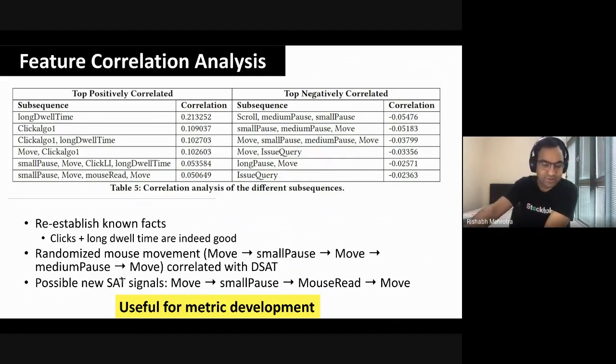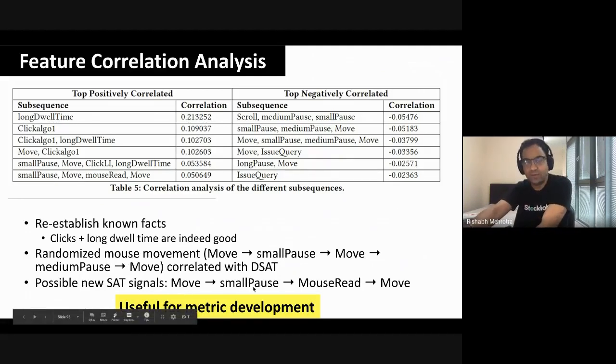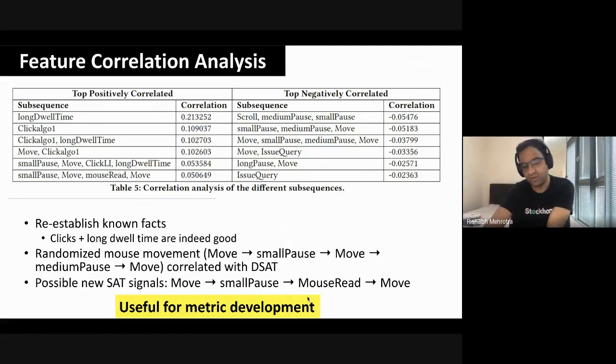And we found a potential new satisfaction signal: if you move your mouse and then you do a mouse read, then that is a bit positively correlated with user satisfaction. So I can pick this up and then try to find this subsequence in all the interaction sequences across 100 million users. And that could be a new metric which we can use to evaluate. So again, a lot of this work is very useful for developing your metrics.